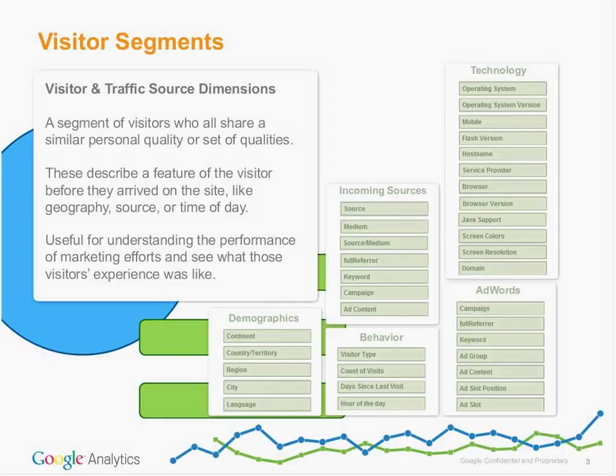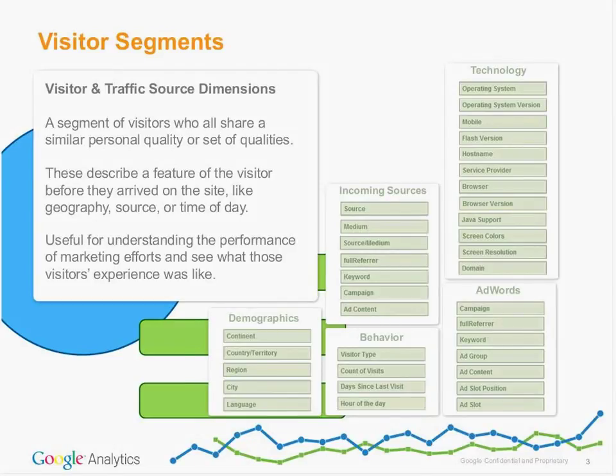So qualities that you can investigate: what region or country or city they're from, what language their browser is set to, what source sent them to your website, if they've been there before, if this is their first time, and what hour of the day they arrived.